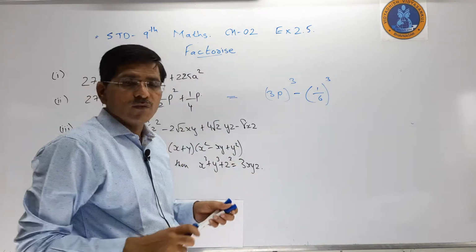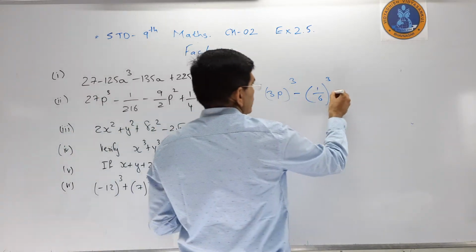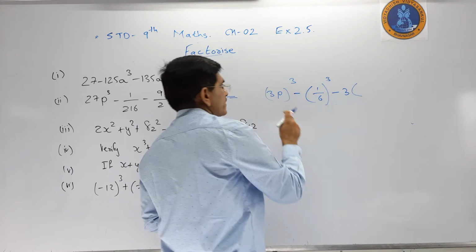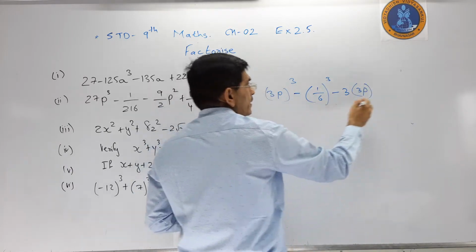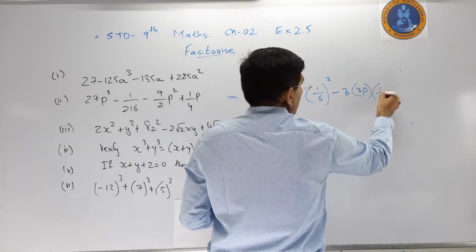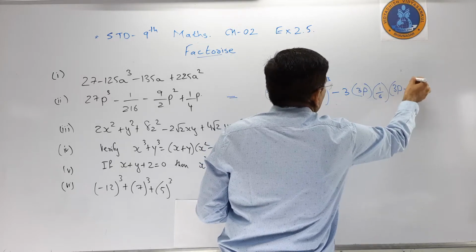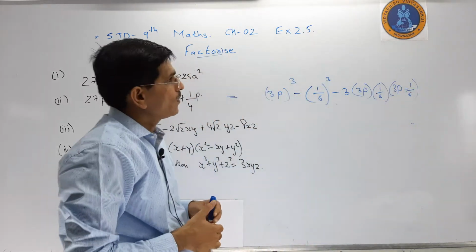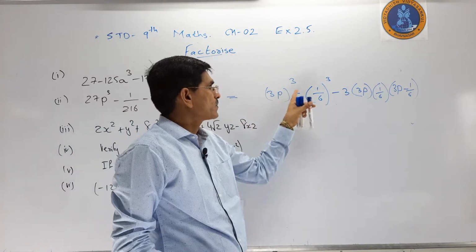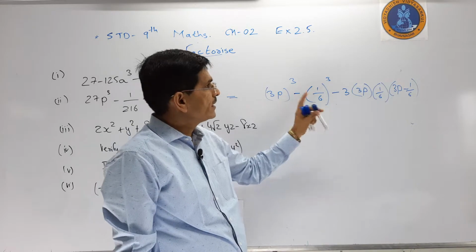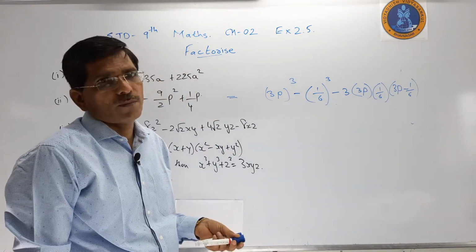Now again what is the identity? x cube minus y cube minus 3 into x, that is 3p, into y, that is 1 upon 6, in bracket 3p minus 1 upon 6. So 3p whole to cube minus 1 upon 6 whole to cube minus 3 in bracket 3p, 1 upon 6, 3p minus 1 upon 6.